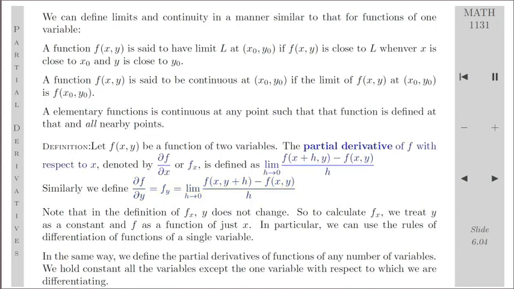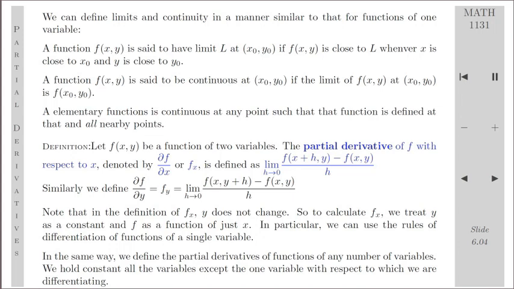If you go back to the definition of the partial with respect to x, note that y doesn't change, which means I can treat y as a constant, pretend that f is a function of just a single variable x, and then we can apply the rules of differentiation from chapters 11 and 12.